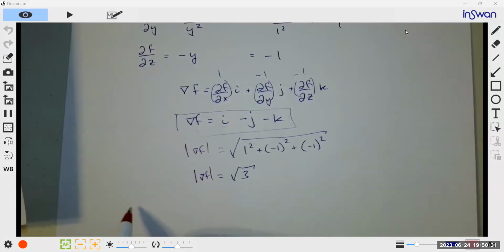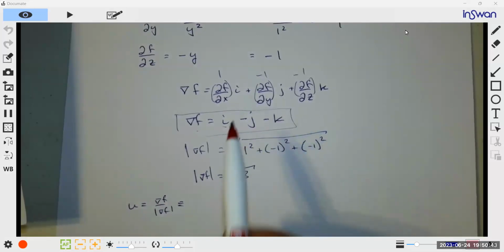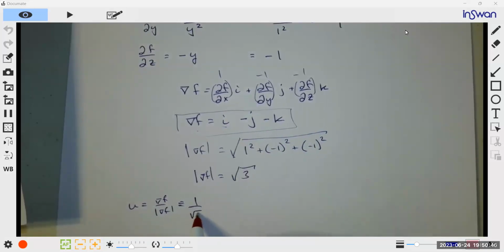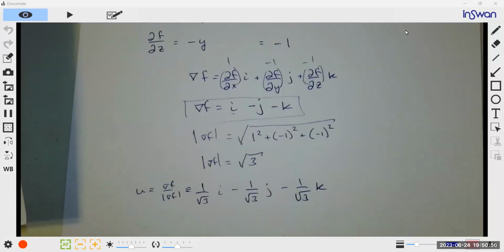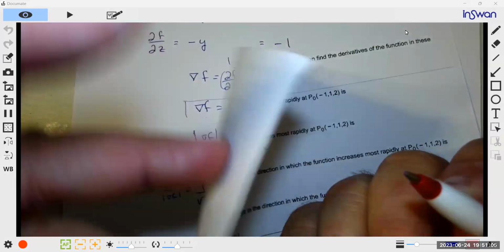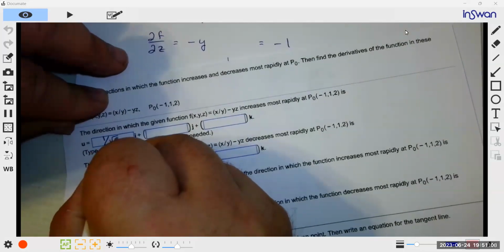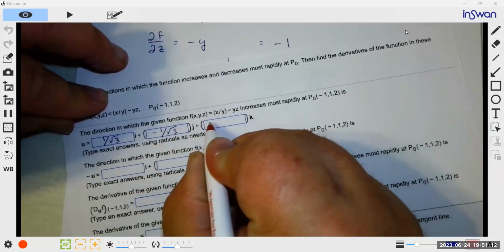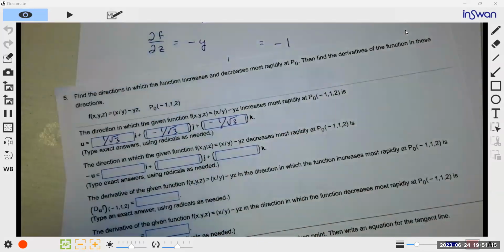So the first question is asking us for u. So it's del f over magnitude of del f, which is 1 over radical 3 i minus 1 over radical 3 j minus 1 over radical 3 k. That was the first question.